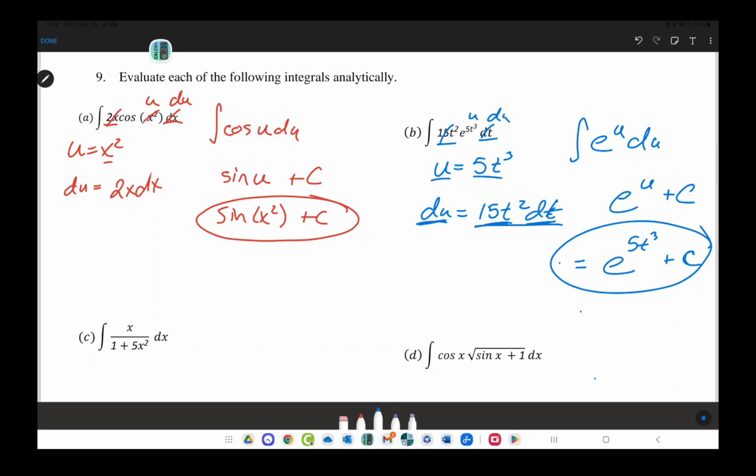What is the purpose of finding du? It basically allows us to do that inverse chain. But do you even need it? Well, it gets rid of the chain, because when you do the derivative, what's the derivative of e to the 5t cubed? That would be e to the 5t cubed times 15t squared. The du gets rid of that 15t squared, gets rid of that chain for us. It undoes the chain.